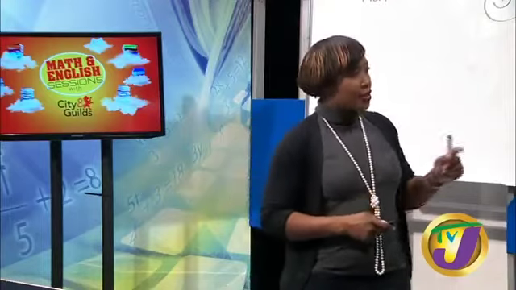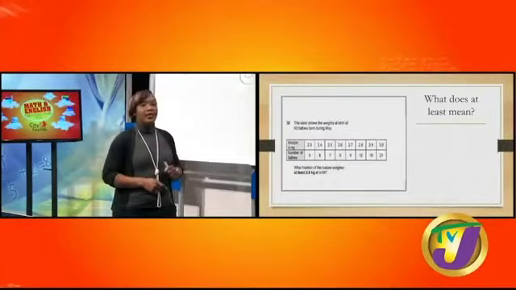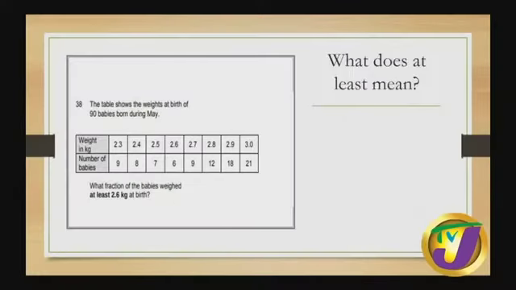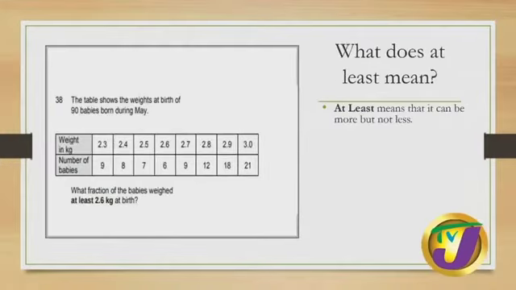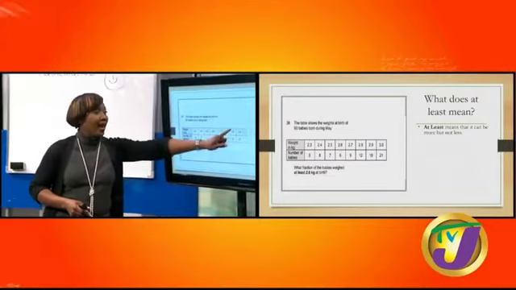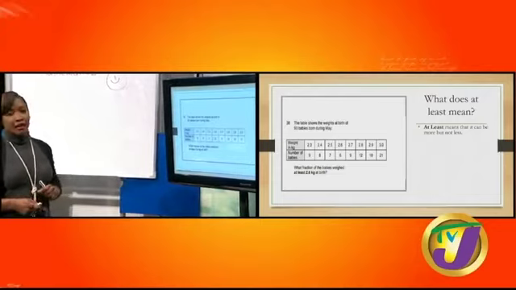So we have to look at this question a little bit more. What does at least mean? At least means that it can be more, but not less. So if it says at least 2.6 kilogram, we had to look not only on 2.6, but any baby who would have weighed more than 2.6. So that would incorporate the 2.6, 2.7, 2.8, 2.9, and 3.0 kilogram babies.